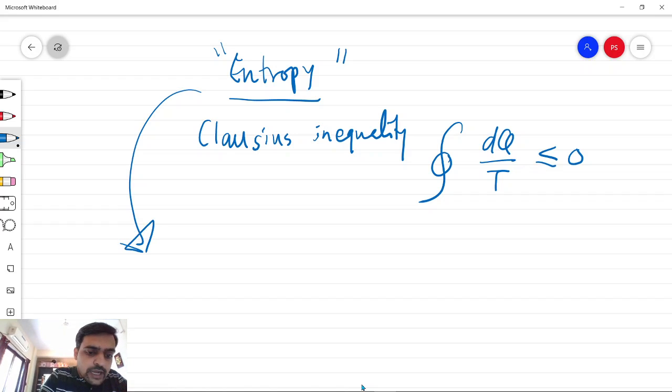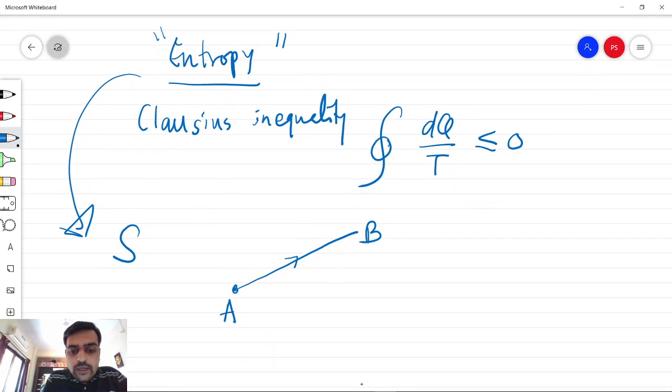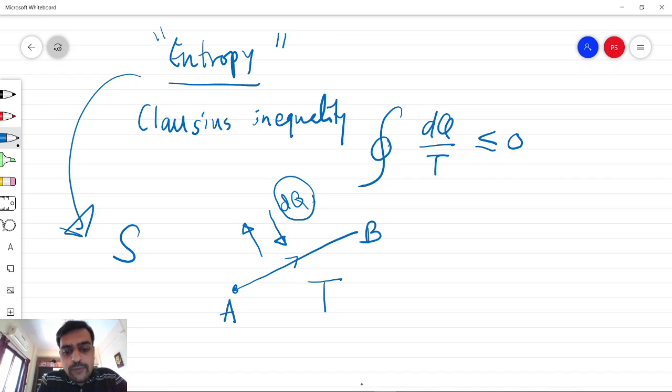Entropy is denoted by letter S, and for any thermodynamic process from A to B, suppose during this process an infinitesimally small amount of heat dq either enters the system or leaves the system. Both ways it is possible. Anyway, there is a change in heat dq associated with the process, and the process happens at temperature T. Then the corresponding change in entropy of the system, dS, is defined as dq divided by T.